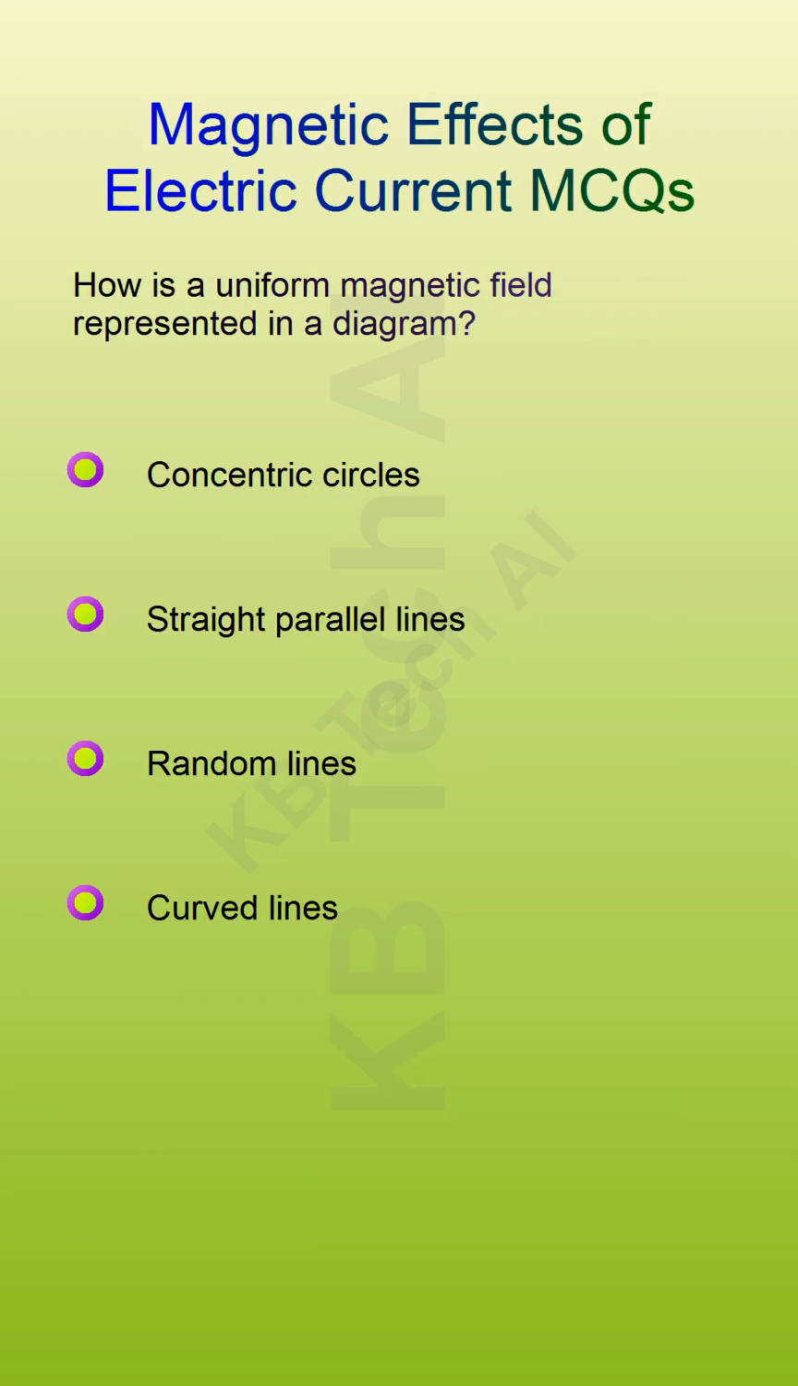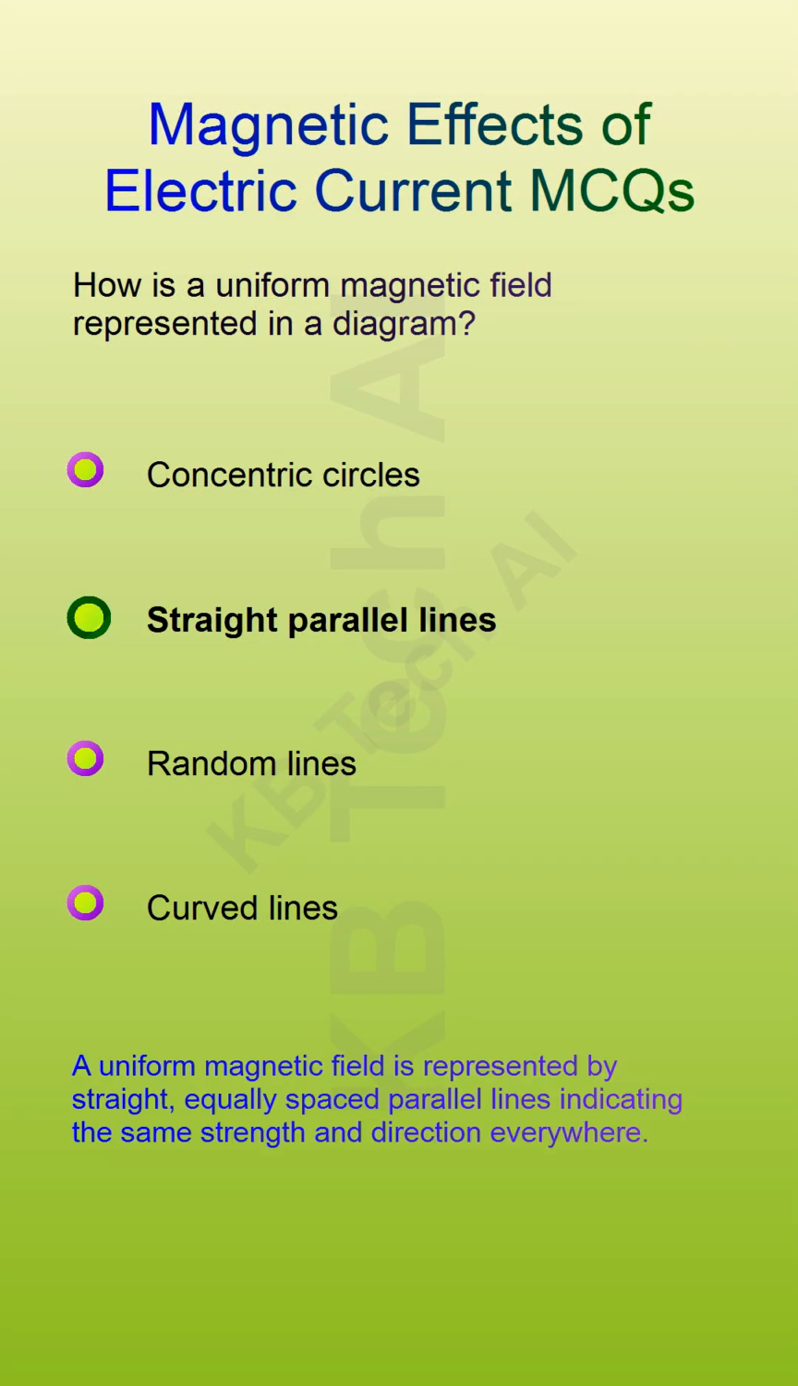How is a uniform magnetic field represented in a diagram? Option 1, concentric circles. Option 2, straight parallel lines. Option 3, random lines. Option 4, curved lines. The answer is, Option 2, straight parallel lines.